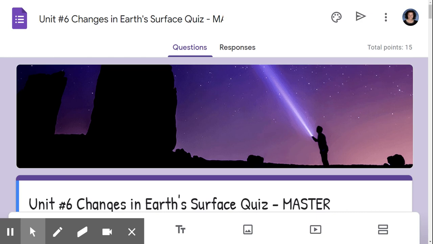Question 1. Identify the following as examples of physical or chemical weathering. 1 is movement of glaciers. 2 is acids breaking down limestone. 1 is physical weathering, 2 is chemical weathering. 1 is chemical weathering, 2 is physical weathering. They are both physical weathering, or they are both chemical weathering.